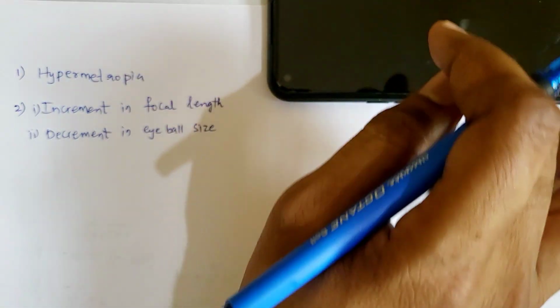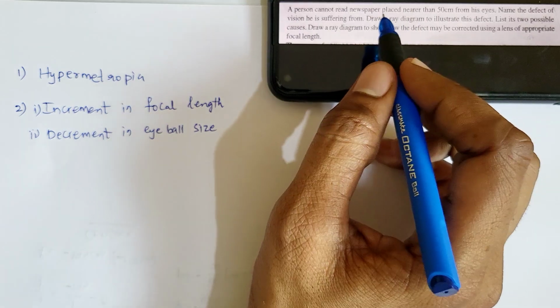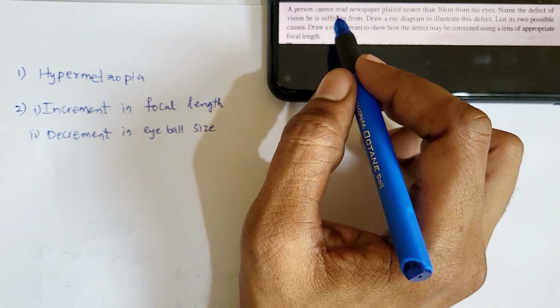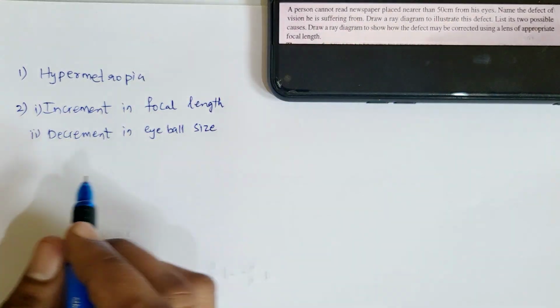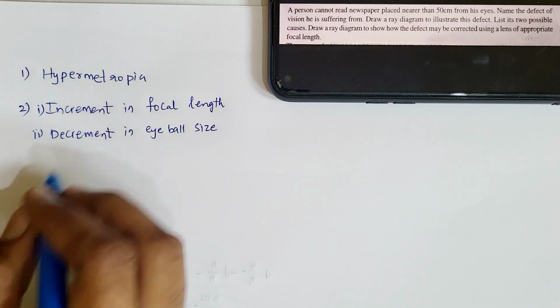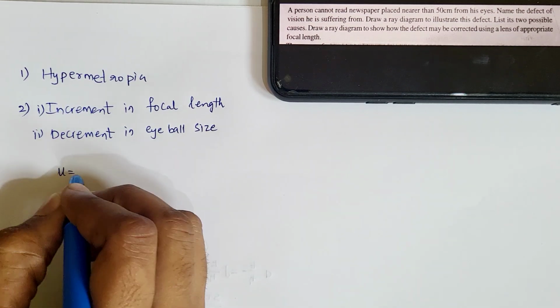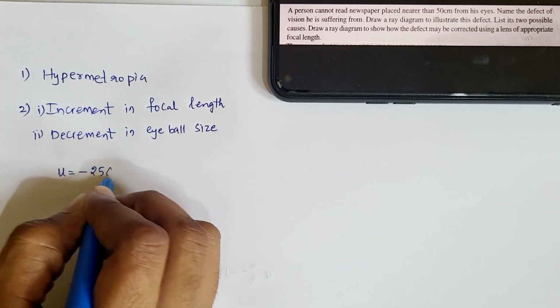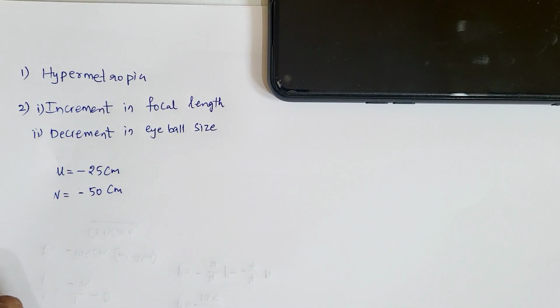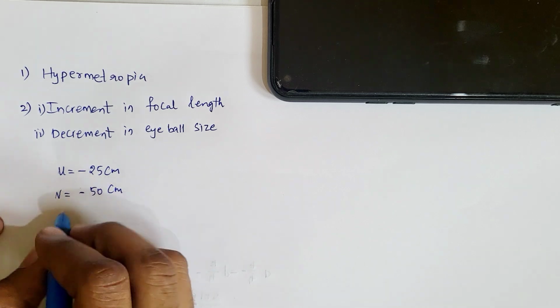Until where is he able to see? He cannot see until 50 centimeters. Means hypermetropia, what will be U? U will be is equal to minus 25 centimeters. What will be V? V is minus 50 centimeters. Okay. Now find the focal length.